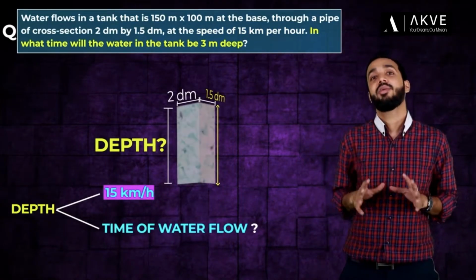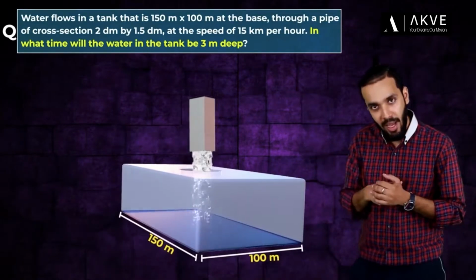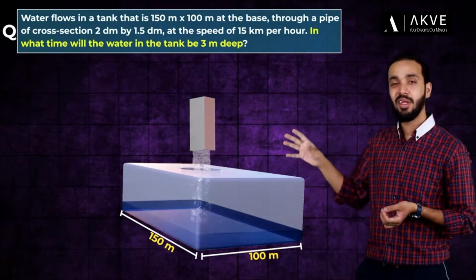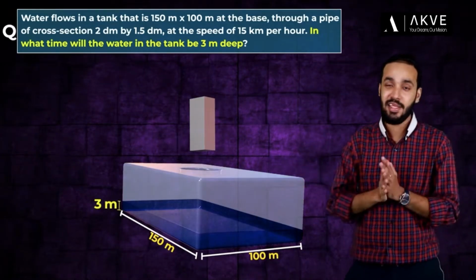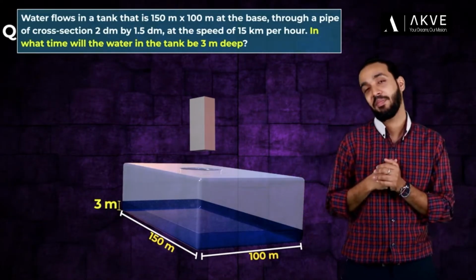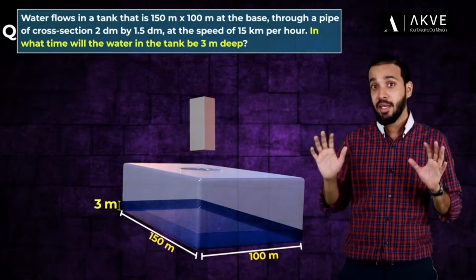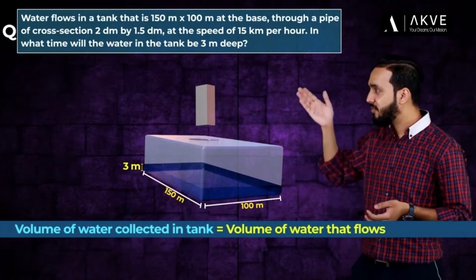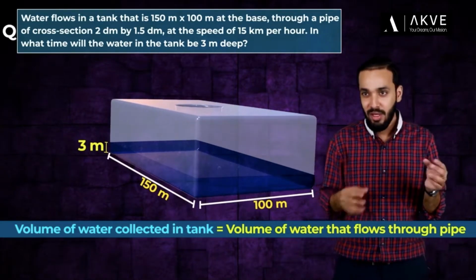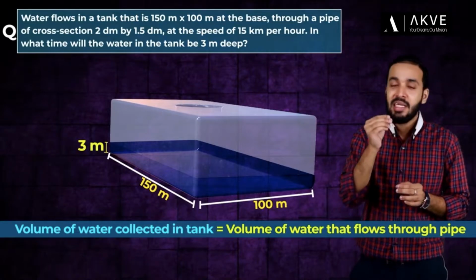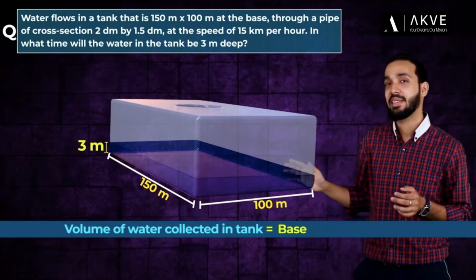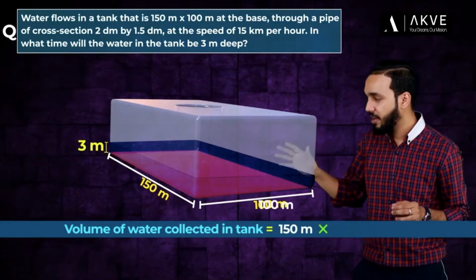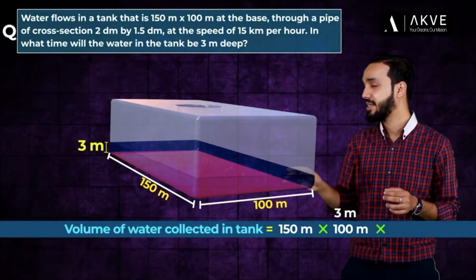For how long does the water have to flow through this cuboidal pipe to fill this tank such that the water collected is 3 meters deep? Pretty interesting, isn't it? So, how do we find this time? Well, if you think about it, the water collected in the tank will have the same volume as the water that flows through the pipe. Now, the water collected in the tank will have a volume same as the product of the base area and the depth. That is 150 meters into 100 meters into 3 meters.